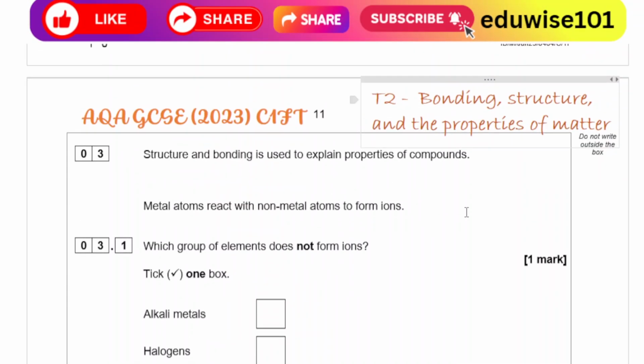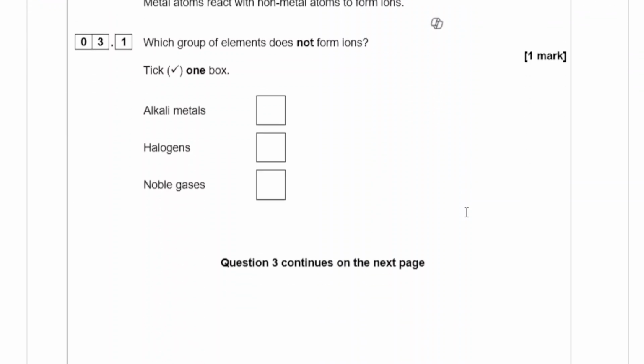Question number 3 is on the topic of bonding, structure, the properties of matter. Structure and bonding is used to explain properties of compounds. Metal atoms react with non-metal atoms to form ions. What group of elements does not form ions? The noble gases don't form ions. The alkali metals form positive ions because they lose electrons. The halogens form negative ions because they gain electrons.